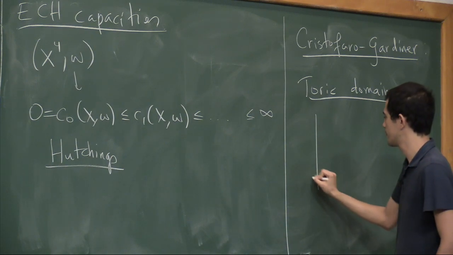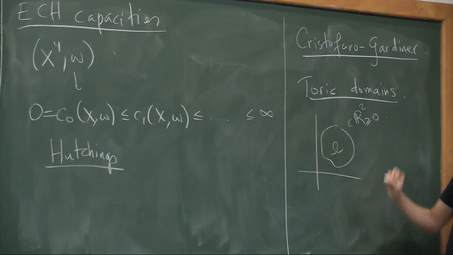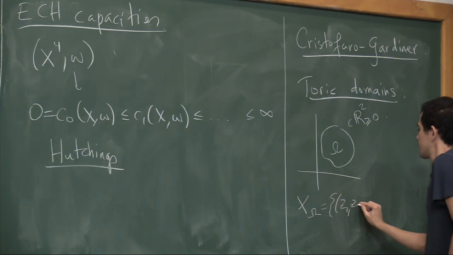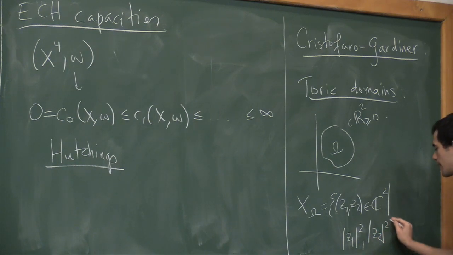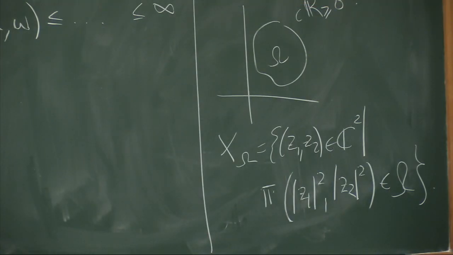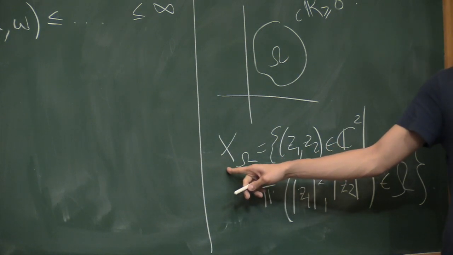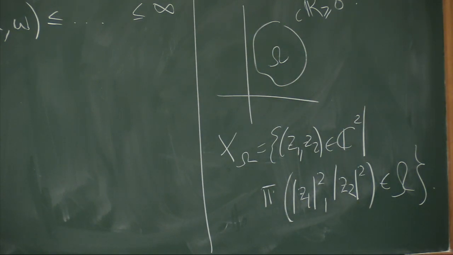So if you have a region omega in the first quadrant of R2, you can consider the set of points (Z1, Z2) in C2 such that the norm of Z1 squared and the norm of Z2 squared, times pi, belongs to omega. This pi here is just a normalizing constant, so don't worry about it. In other words, if you know about Hamiltonian toric actions, this is a subset of C2, and the standard Hamiltonian toric action on C2 preserves this set. And this set, omega, is the moment map image of X omega.